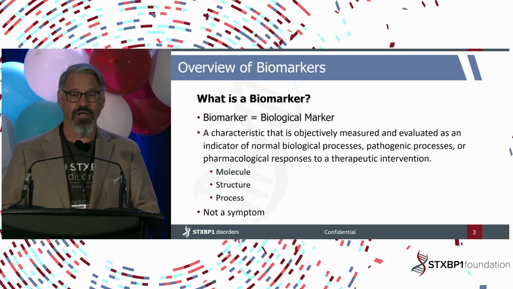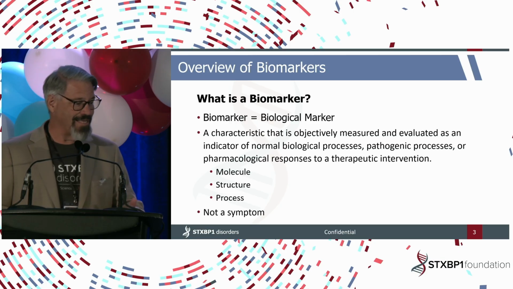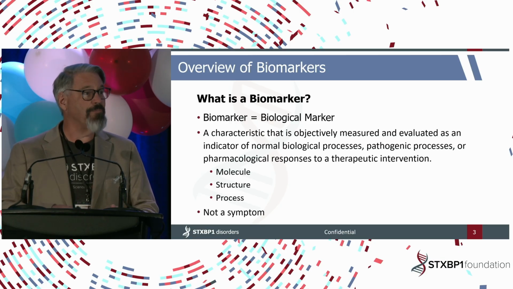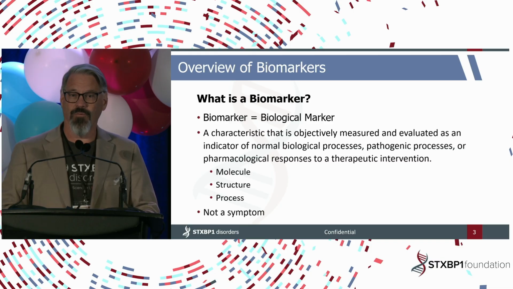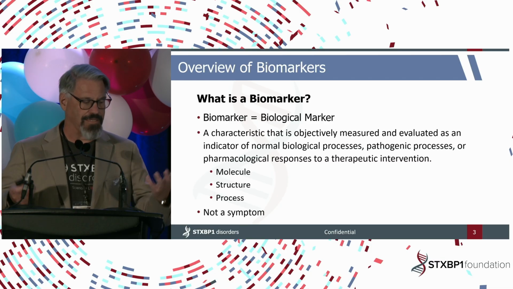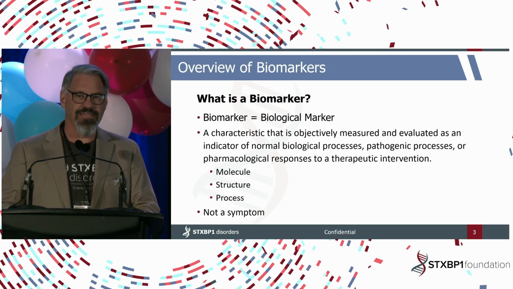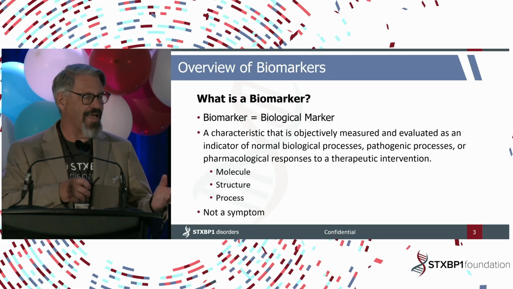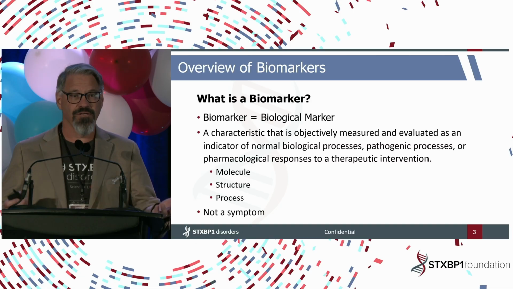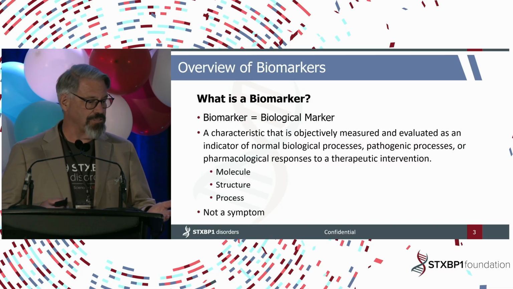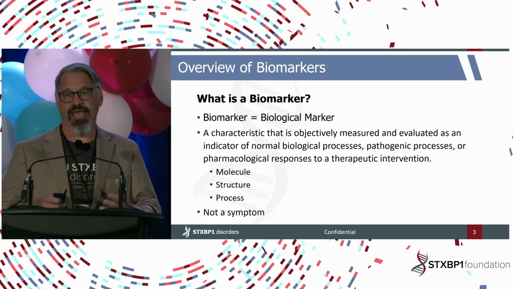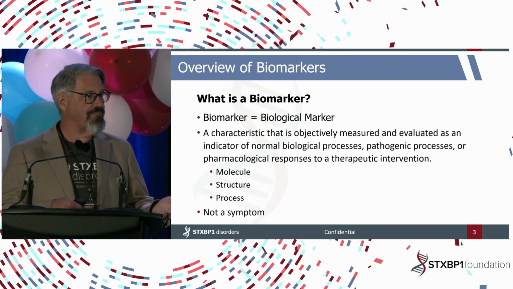A biomarker just means a biological marker. It is a characteristic that can be objectively measured, which means it's something you can actually put a number to if you want to think of it that way. It's evaluated as an indicator of either a normal biological process or a diseased biological process. And it can also be utilized to understand if a drug is having an effect.